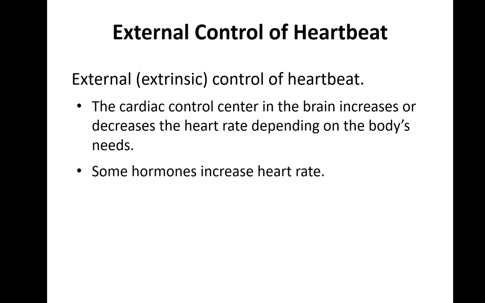External control of the heartbeat. The body has an external way to regulate heartbeat. A cardiac control center in the medulla oblongata in the brain regulates the heartbeat by way of the parasympathetic system by slowing down the heart rate. Some hormones can also increase heart rate, like adrenaline.